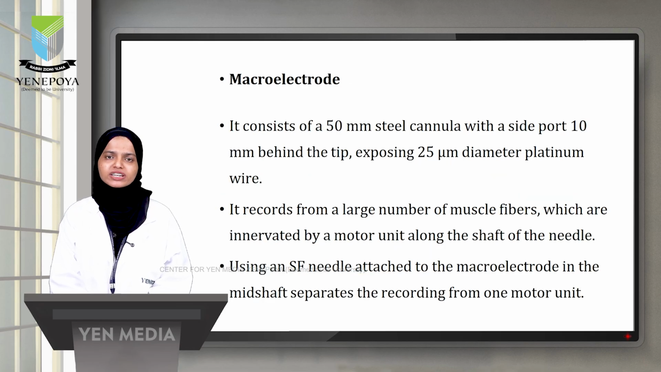The last type of needle electrode is the macro electrode. It consists of a 50 mm steel cannula with a side port 10 mm behind the tip, exposing 25 mm of platinum wire. It records from a large number of muscle fibers which are innervated by a single motor unit. It records along the shaft of the needle. If an SF needle is attached to the macro electrode in the mid shaft, it helps in separating the single muscle fiber from the entire motor unit.